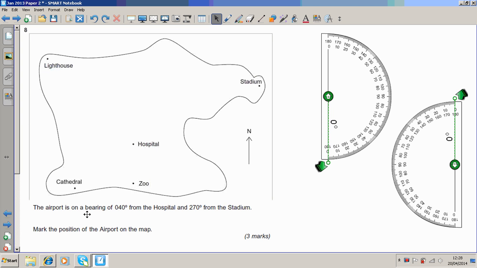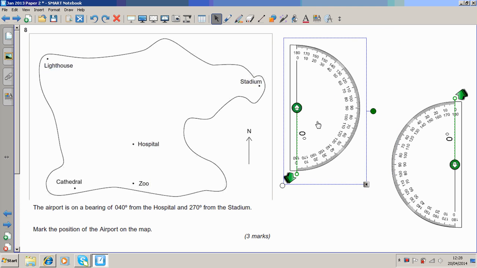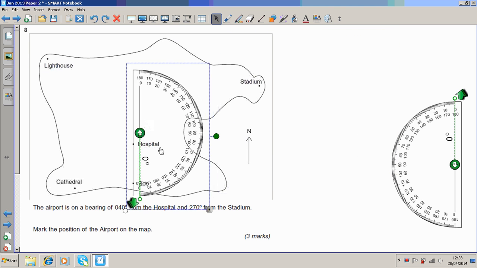Okay, we've got a little island. The airport is on a bearing of 40 degrees from the hospital and 270 from the stadium. Mark the position on the map. Okay, so the key to bearings is 3 things. We always measure from north, which is why north is given to us. We always measure in a clockwise direction, and we've always got 3 figures. So rather than 40 here, they've put 0, 40. So you need to remember if you're doing an answer in bearings that you need to have 3 figures on it. Okay, so the hospital then is there.